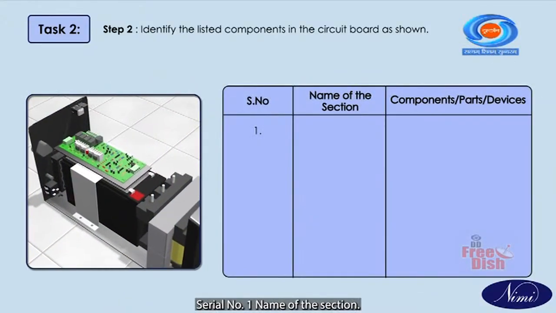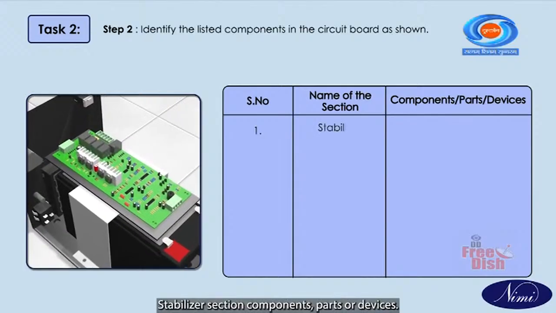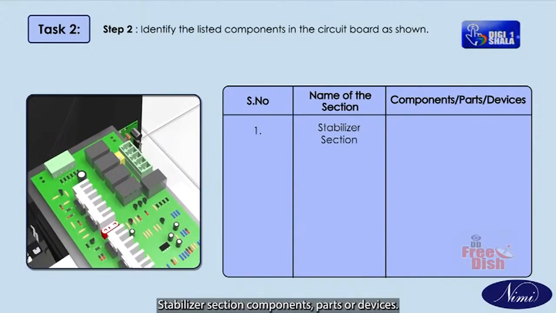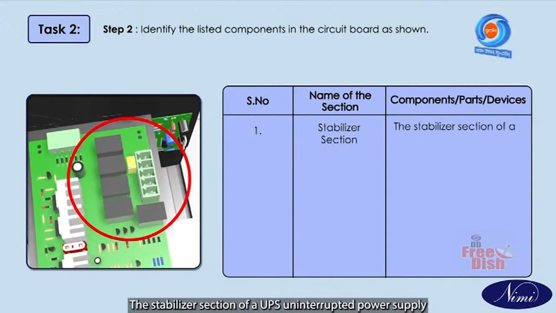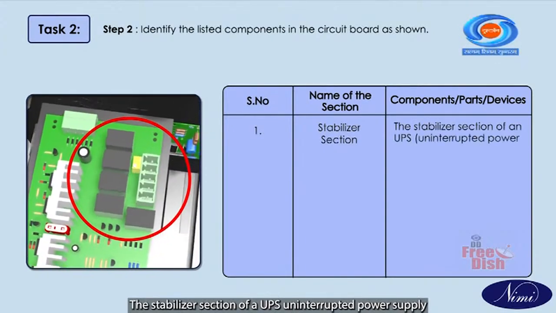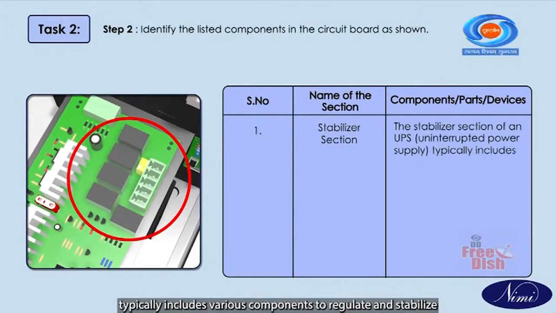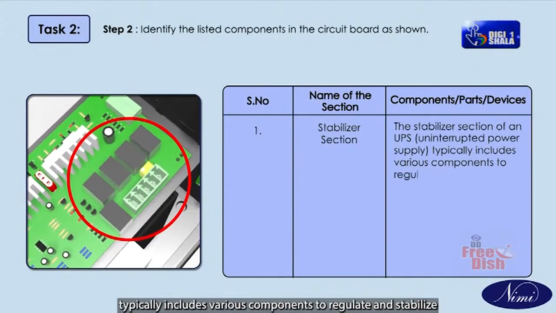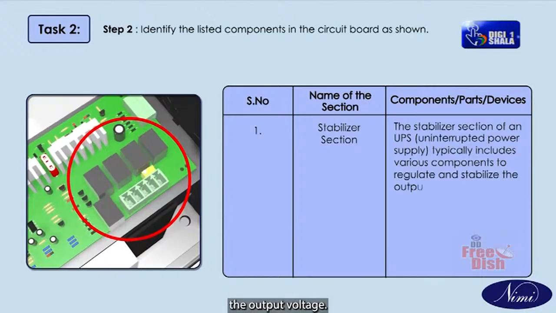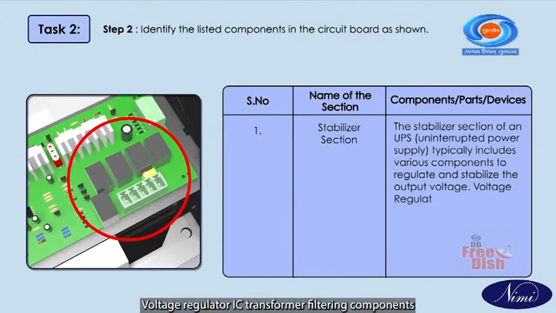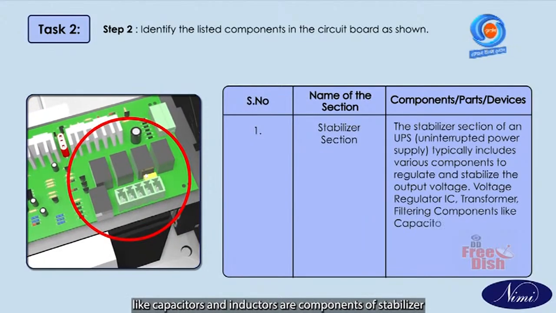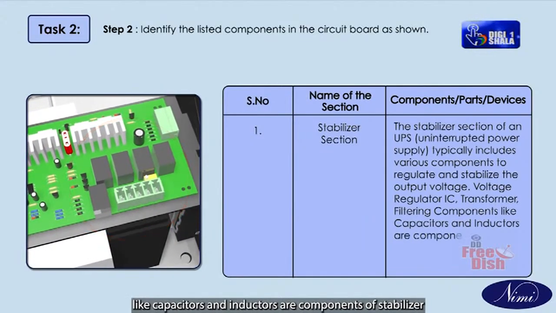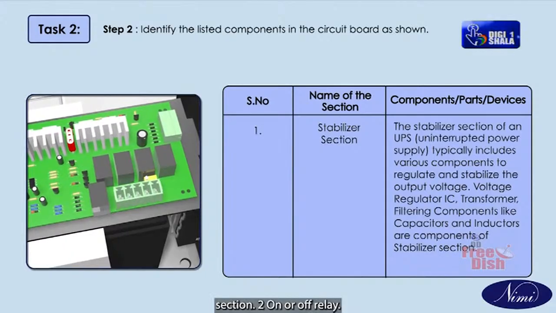Serial number 1. Name of the section: Stabilizer section. Components, parts or devices. The stabilizer section of a UPS, uninterrupted power supply, typically includes various components to regulate and stabilize the output voltage. Voltage regulator IC, transformer, and filtering components like capacitors and inductors are components of the stabilizer section.